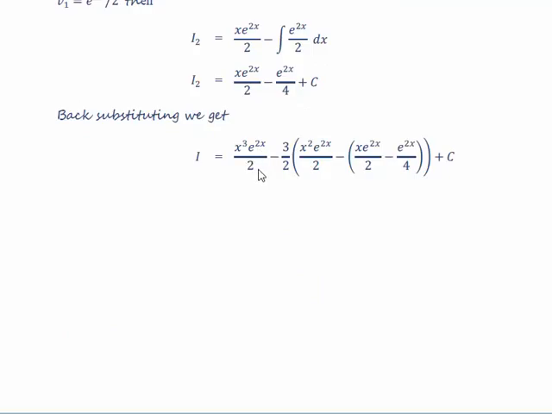I'm going to take e to the 2x over 2 outside of a bracket, so I'm going to get e to the 2x over 2 outside x cubed, which is from there. In the second term I'm going to get 3x squared over 2. For the third term, there's a minus and a minus, so I'm going to get a plus 3x over 2. And then for the fourth term I'm going to get 3 over 4, because the e to the 2x and that 2 will go outside, plus a constant.